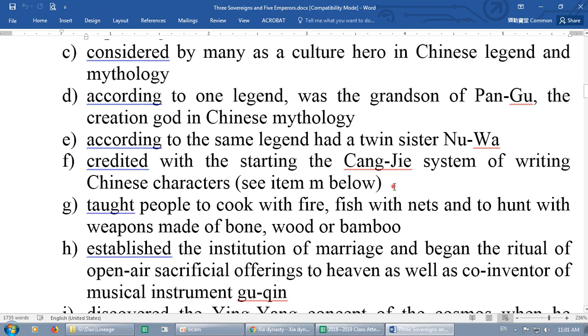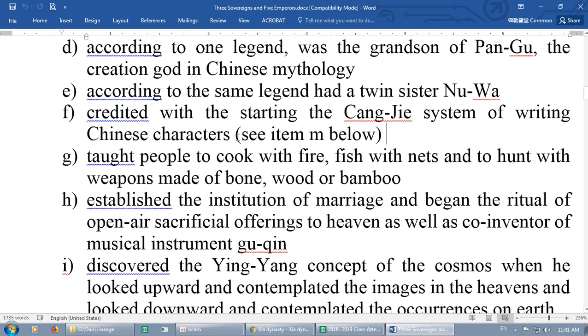Now, Fuxi is also credited with starting the Changjie system of writing, which is basically like pictograph or calligraphy. So he started that. Remember, like I said, there was no systematic writing system yet, but he supposedly started the early beginnings of this, quote unquote, written language. I'll talk about item F later.